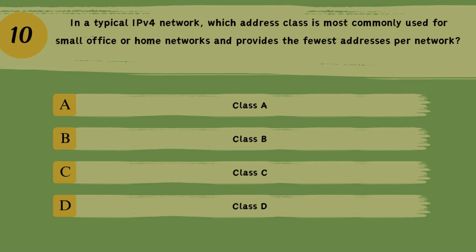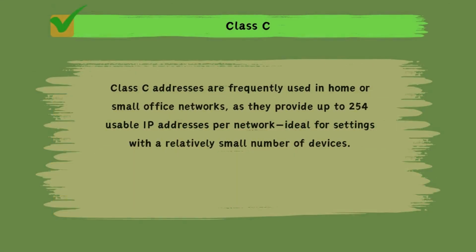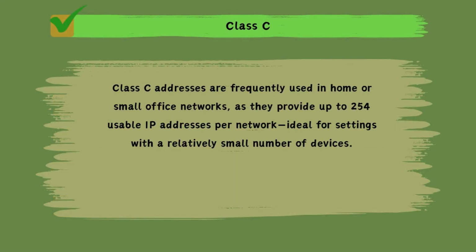Correct answer. C. Class C. Class C addresses are frequently used in home or small office networks, as they provide up to 254 usable IP addresses per network, ideal for settings with a relatively small number of devices.